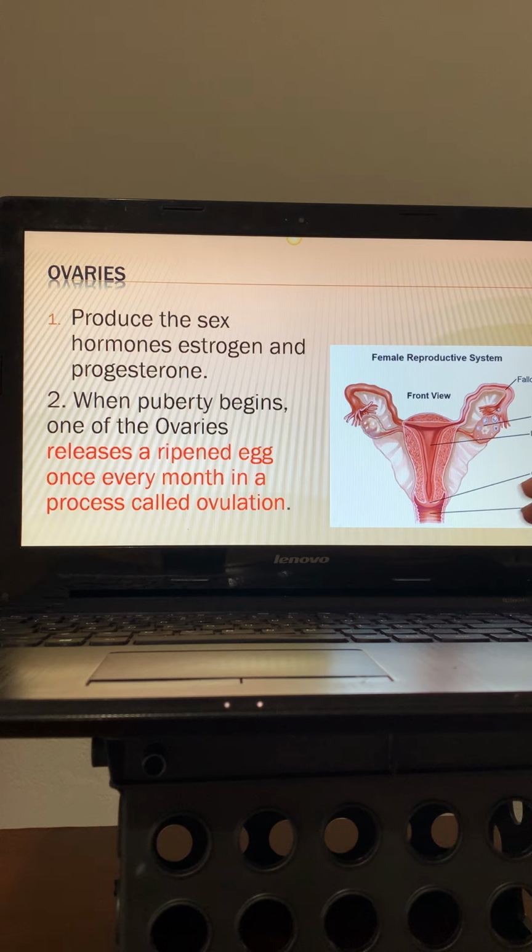And like I said before, the egg is not as big as a chicken egg. The egg is actually the largest cell in a female body, but when I say a cell, you gotta think cells are microscopic, so it would still be very, very tiny, even if it is the largest cell in her body.